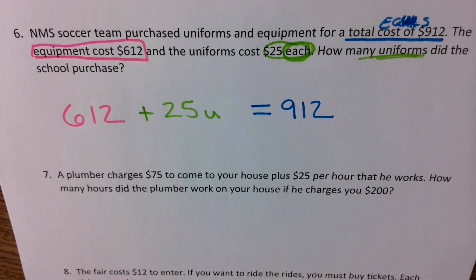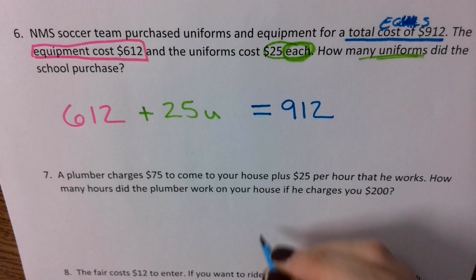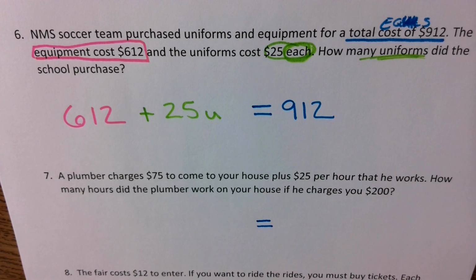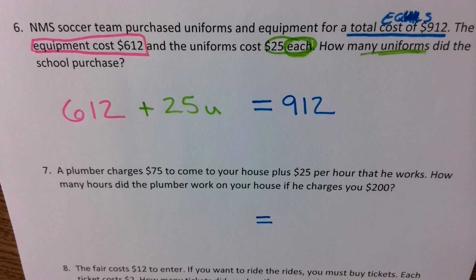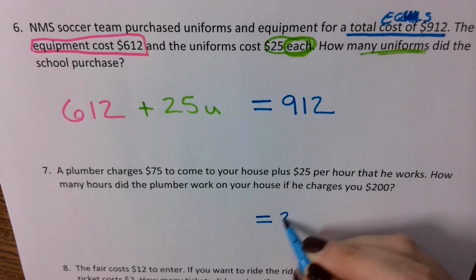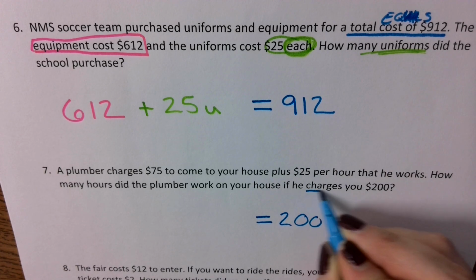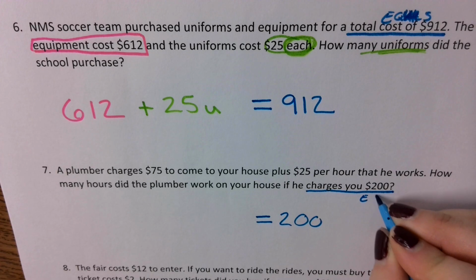All right, a plumber charges $75 to come to your house, just to show up. Plus, they're going to charge $25 for every hour that they're working. So how many hours did a plumber work if they charged you $200? Okay, so what are we setting it equal to? What's our total amount set equal to? Sabina? 200, right? That is the total charge. He charged us 200. That's what it equals.